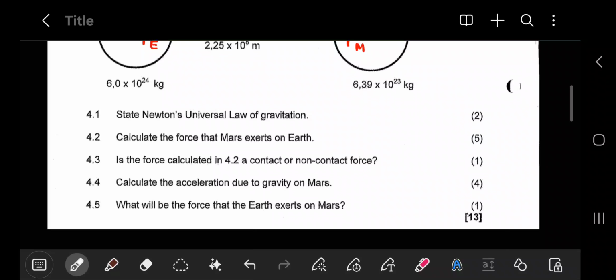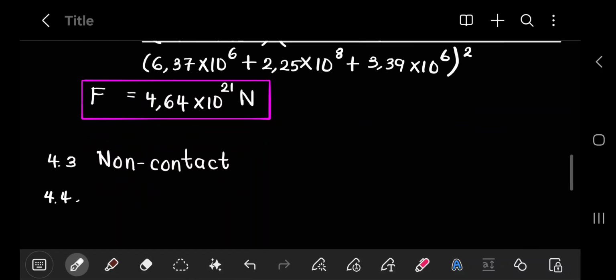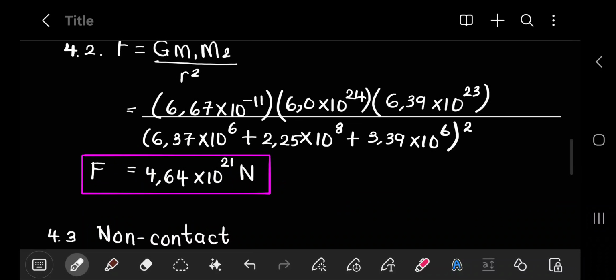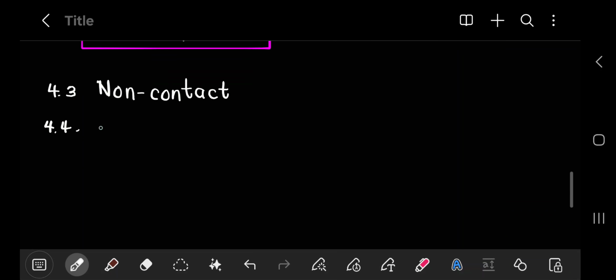4.4 says calculate the acceleration due to gravity on Mars. There are only two formulas in this section. One is if you're calculating electrostatic force, which is a formula that we've been using all along. And the other is if you are calculating the acceleration due to gravity. That is g is equal to GM over r squared. This particular formula is used to calculate the acceleration due to gravity on different planets. So we work specifically with the planet itself.